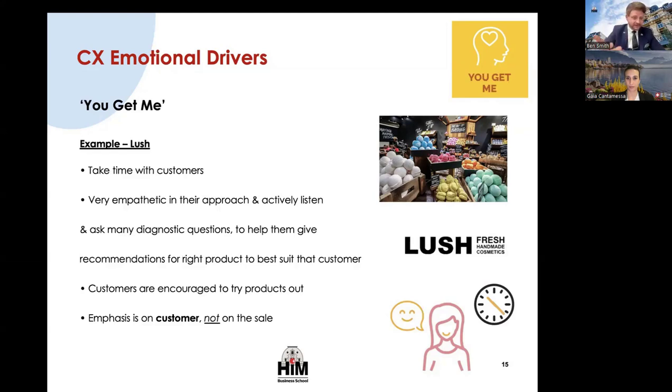They and their staff, the frontline staff, should take time with customers. They shouldn't rush. They should listen to what the customers like, ask questions. Do you like this one? Do you prefer this type of smell? And give recommendations based on that specific customer, not based on what product is the most expensive or what they get the most commission for.